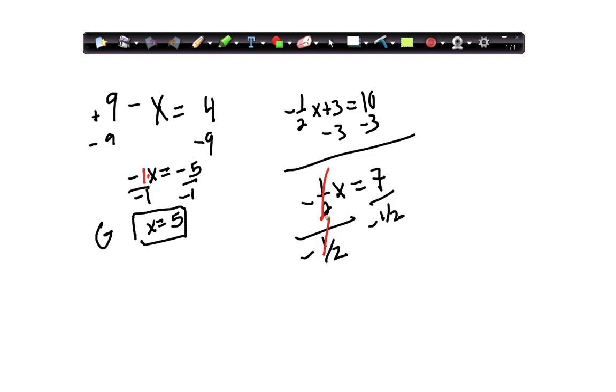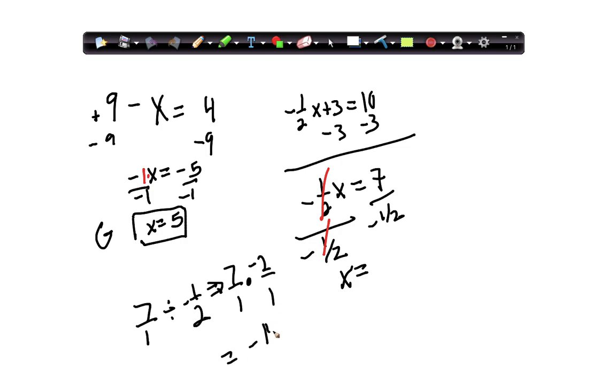So this cancels. That's just 1. Anything divided by itself is 1. So x is equal to whatever this result is. And I'm just going to go over to the side. 7 over 1 divided by negative 1/2 is the same as 7 times its reciprocal, which is negative 2 over 1. And so that's equal to negative 14. So I'm going to write for n negative 14, and we'll match that one up. And then, so that is n.